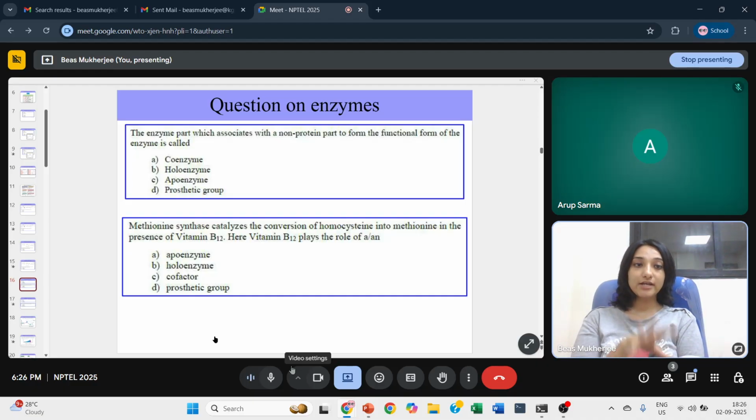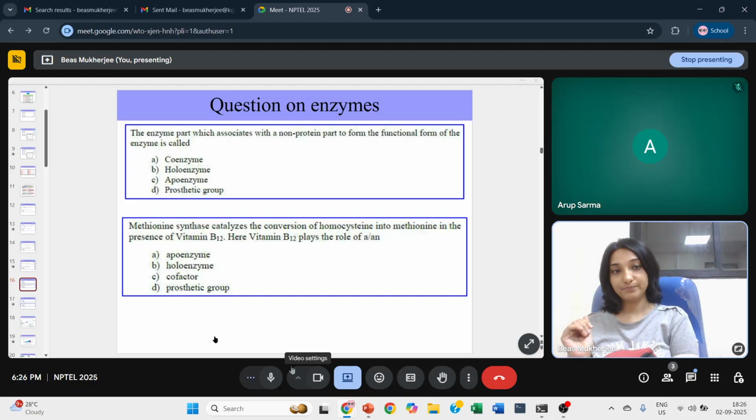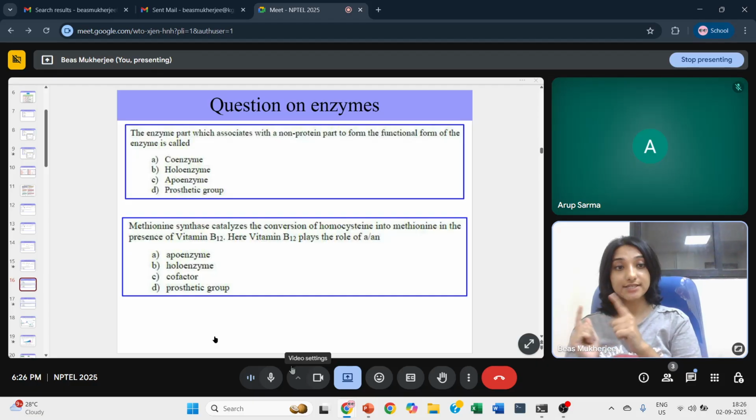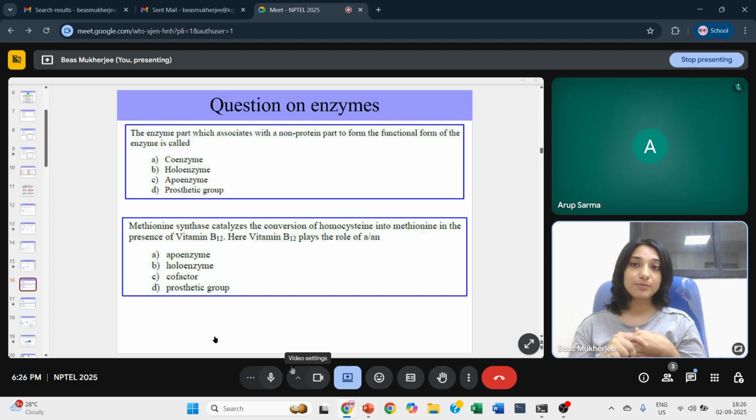Okay. So vitamin B12 is an organic moiety. So then what should it be? Is it an apoenzyme, holoenzyme, cofactor, prosthetic group? And for the first question, it's a non-protein part. That is why we discussed it, because it's very important that you remember the difference between a non-protein part and an organic moiety helping in catalysis.